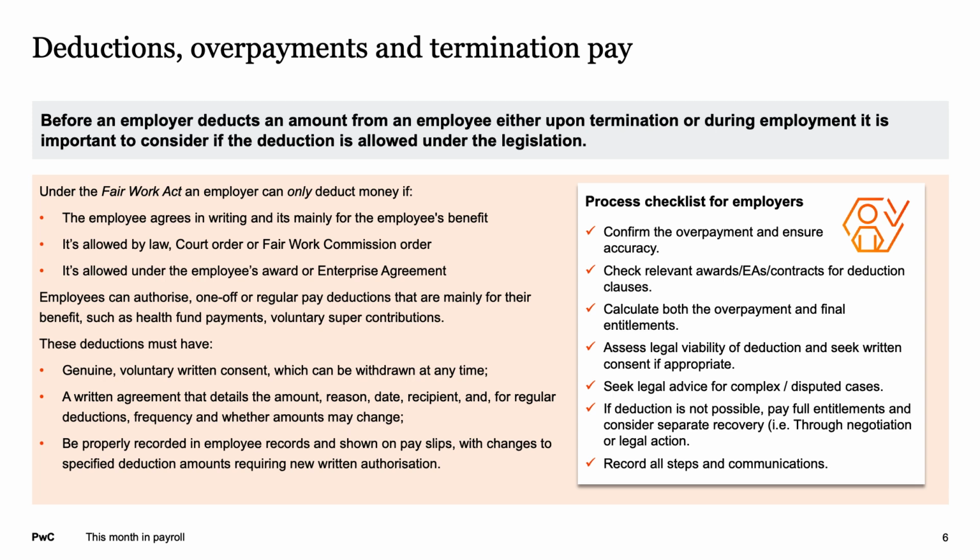It is important to consider the deduction rules where there is an overpayment, especially when an employee is terminating. You should consider the following process. Confirm the overpayment and ensure accuracy. Check relevant awards, enterprise agreements and contracts for any deduction clauses. Calculate both the overpayment and final entitlements. Assess the legal viability of any deduction and seek written consent if appropriate.